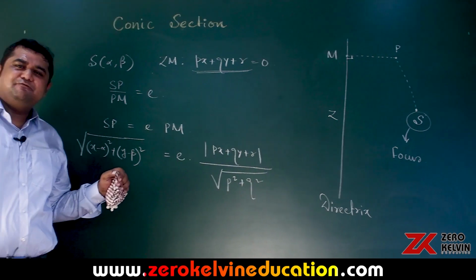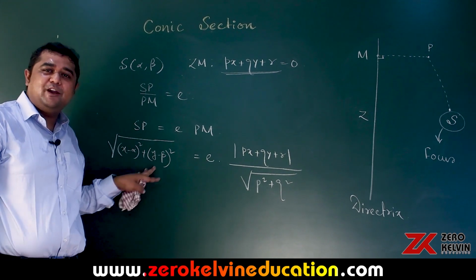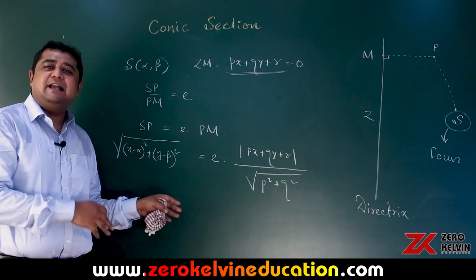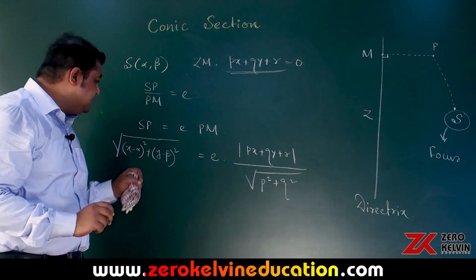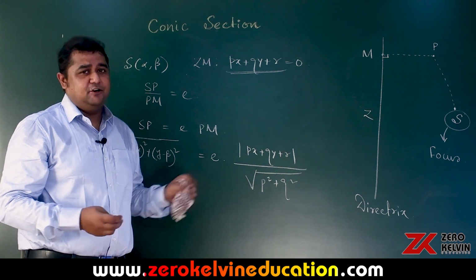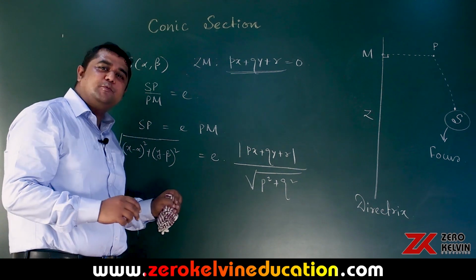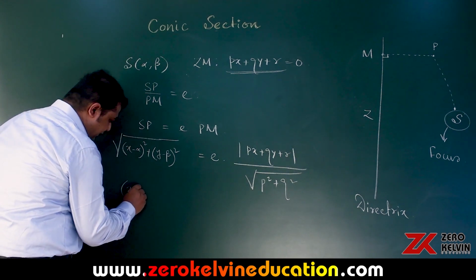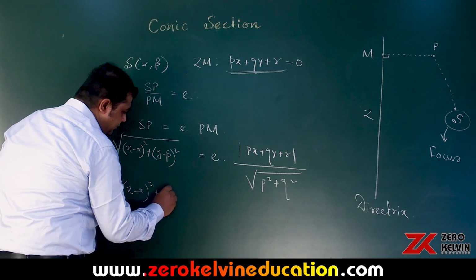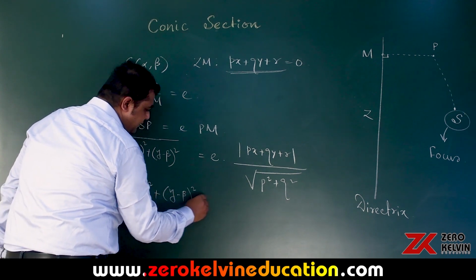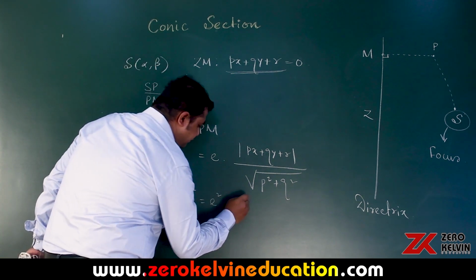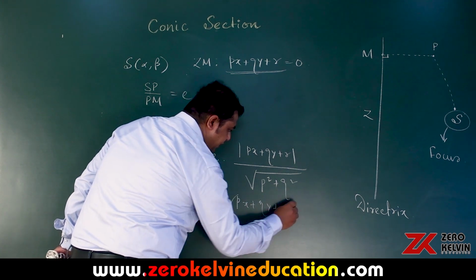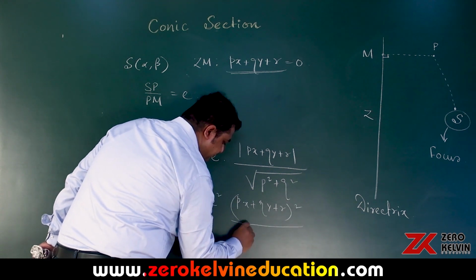So, as you can identify in this representation, we do have a square root, we do have a modulus, and definitely none of them is much good for our algebraic proceeding. So, we will try to get rid of this, and the only way to do that is squaring both sides. So, if we square both sides, we are going to have x minus alpha whole square plus y minus beta whole square equals E square times Px plus Qy plus r whole square divided by P square plus Q square.